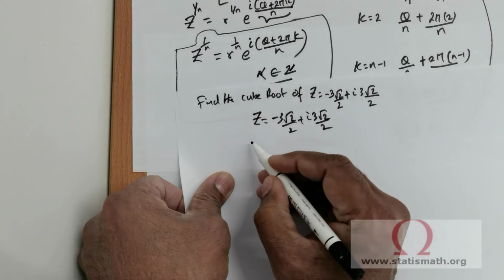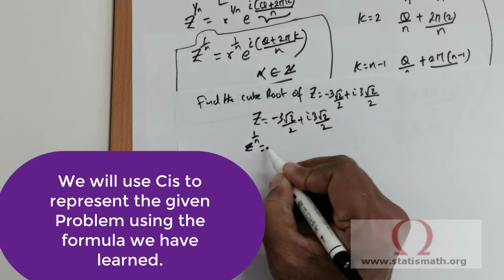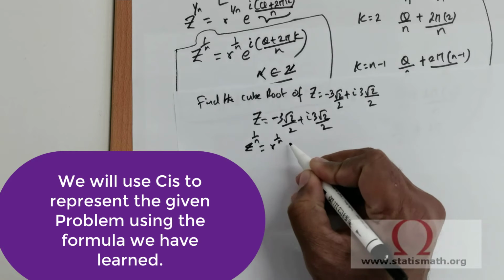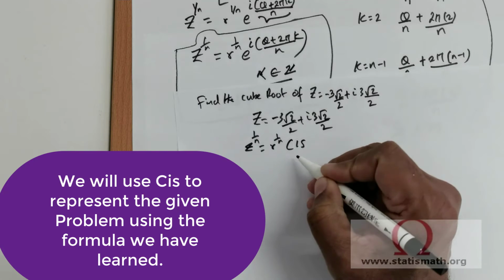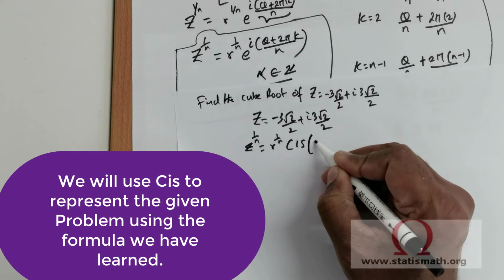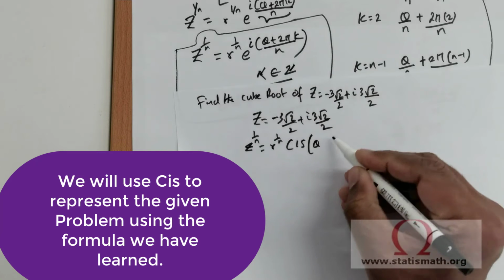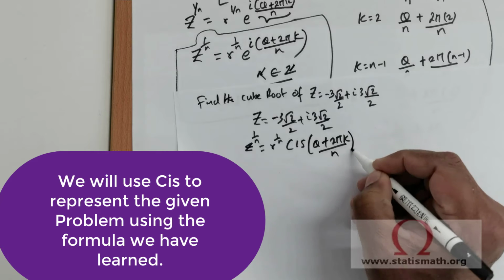Now I can rewrite the formula as z^(1/n) = r^(1/n) cis((θ + 2πk)/n). This is a very important representation that comes in handy.